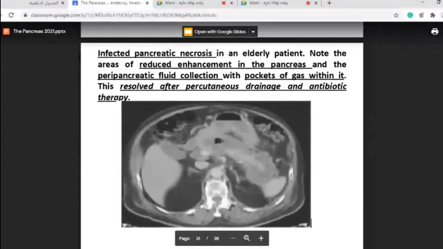scan guide. Under ultrasound or CT scan guide, we pass a needle through the abdominal wall and do percutaneous drainage, because this inflammatory fluid is highly toxic. A lot of enzymes, autodigestion, and it may become infected. So we do percutaneous drainage and antibiotic therapy.